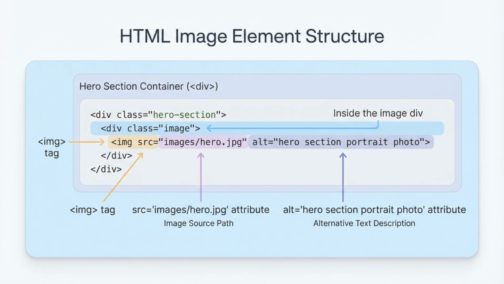The image tag for the hero section uses the source attribute to point to the file path, images/hero.jpg, and the alt attribute should describe the image meaningfully. The instructor emphasizes never leaving the alt attribute empty. Even if the description isn't perfect, something meaningful is always better than nothing. These attributes matter for accessibility and good coding practice.